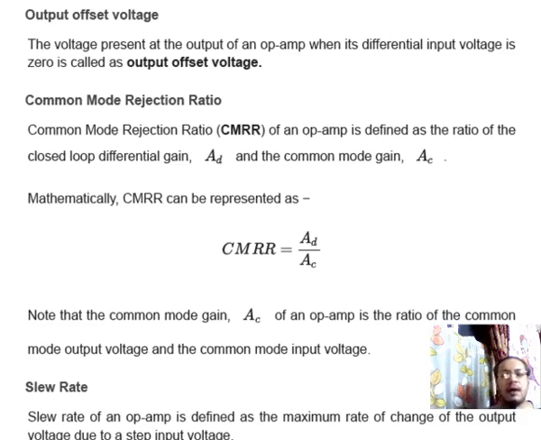Second one, the output offset voltage. The voltage present at the output of an op-amp when its differential input voltage is 0 is called the output offset voltage. Generally, you need to adjust the null, which is called null adjustment, and it is very important. Why does this happen? As per the characteristics of an op-amp, you should receive exactly 0 output when you put 0 voltage as the input or just ground it. So without input there will be no output.